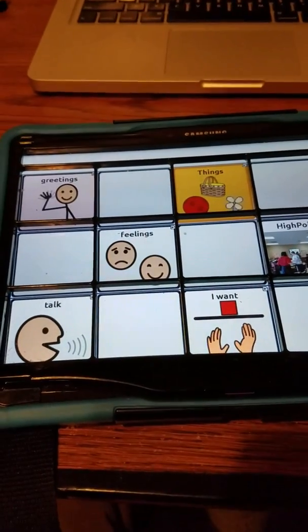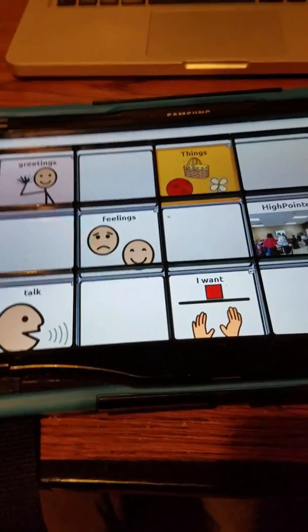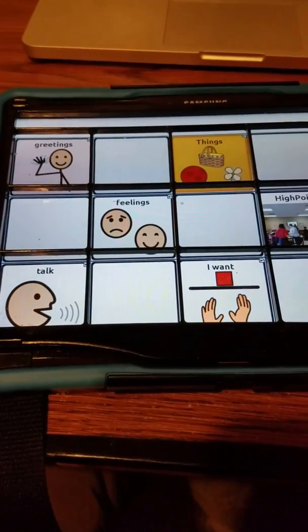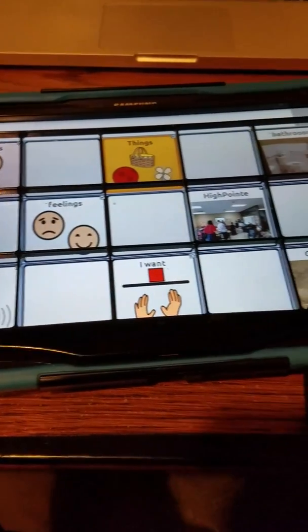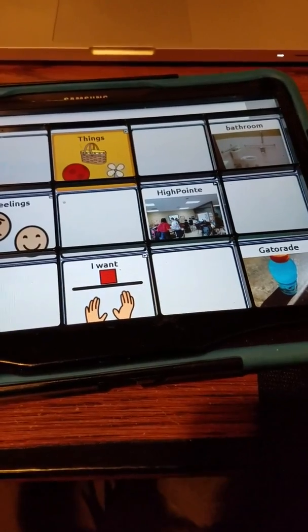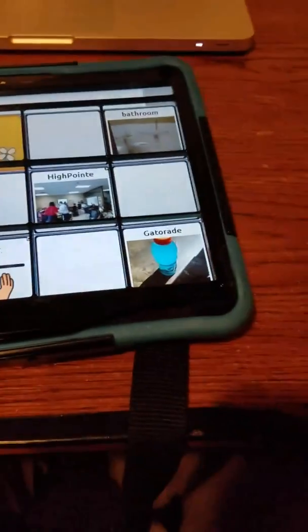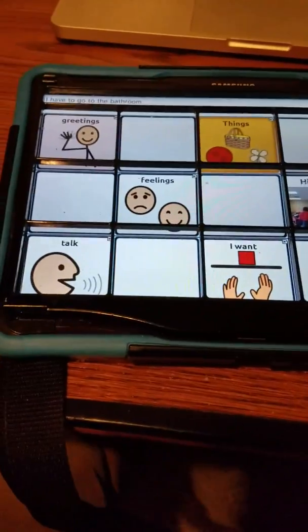So advantages of this. It's pretty easy to customize to the person. They get exactly the things that they want on the screen. And like I want bathroom is on the home screen. I have to go to the bathroom. So that it's really easy for him to get to.